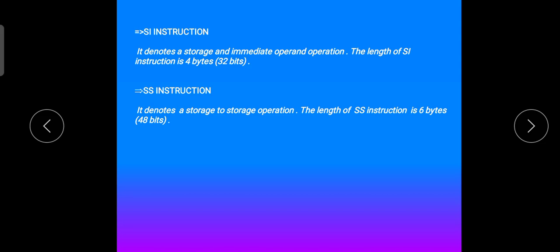And SS instruction, it denotes a storage to storage operation. The length of SS instruction is 6 bytes or 48 bits.